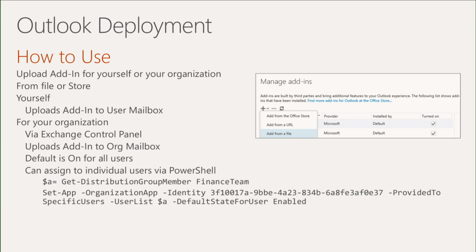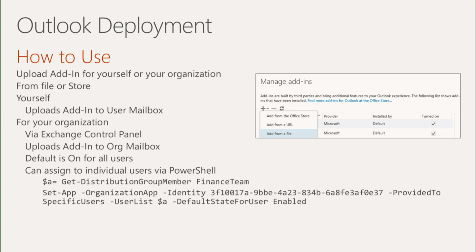Outlook has a slightly different mechanism. So as an admin, I can go to the Exchange control panel. I can either upload a manifest XML file, or I can choose add-in from the store, either one. And what it ends up doing is storing the manifest inside the org mailbox in Exchange. And what that means is the add-in actually becomes available for everyone in the organization by default.